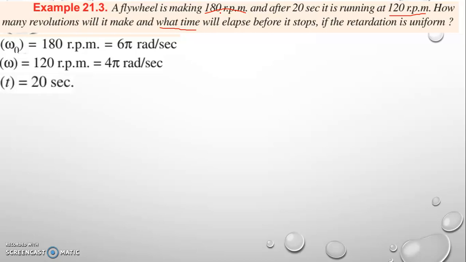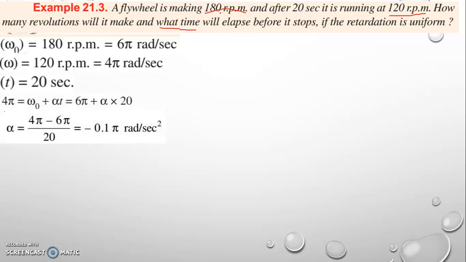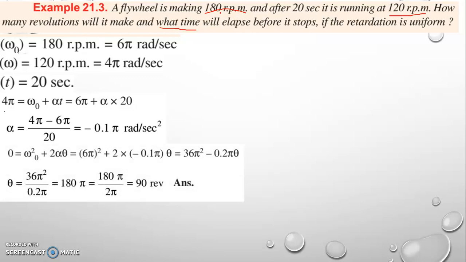So we can write v is equal to u plus at. Initial velocity is 6 pi, final velocity is 4 pi, and the acceleration will be negative because the final velocity is less than the initial velocity. The value of acceleration is minus 0.1 pi radians per second square. So we got the acceleration. We are asked to find the time, so in v is equal to u plus at we substitute the final velocity as 0, and we can find the time. And we can calculate s using s is equal to ut plus half at square.